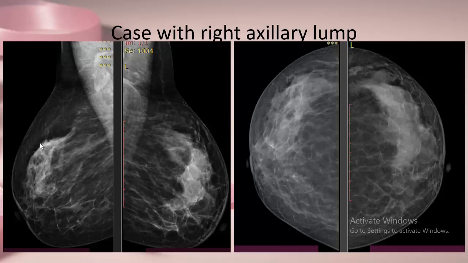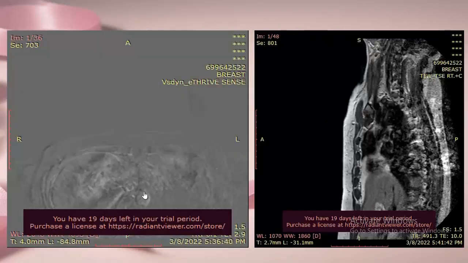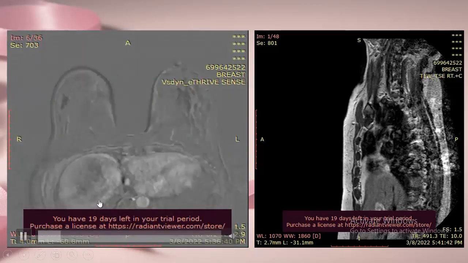saw this ill-defined distortion, but it's not seen in the other film. And then he asked for MRI because there is pathological axillary nodes seen on ultrasound, and then we search for the primary on MRI. But here from the mammogram, we could not see, we see nothing. This is the case. MRI was done.